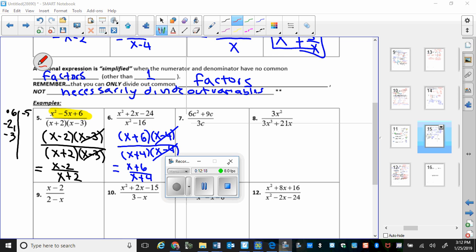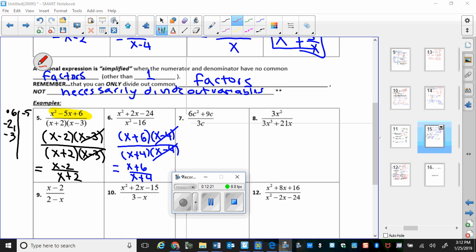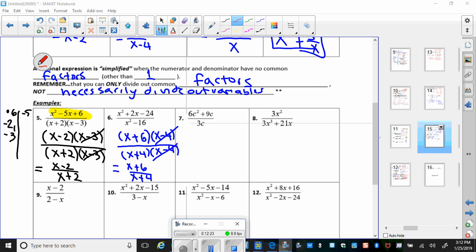Next, factoring out the greatest common factor here, and we have 3c times the quantity of 3 divided by 6 is 2c's plus 3. Okay, on the bottom I have 3c's. These 3c's cancel, and I'm left with 2c plus 3 as my final answer.